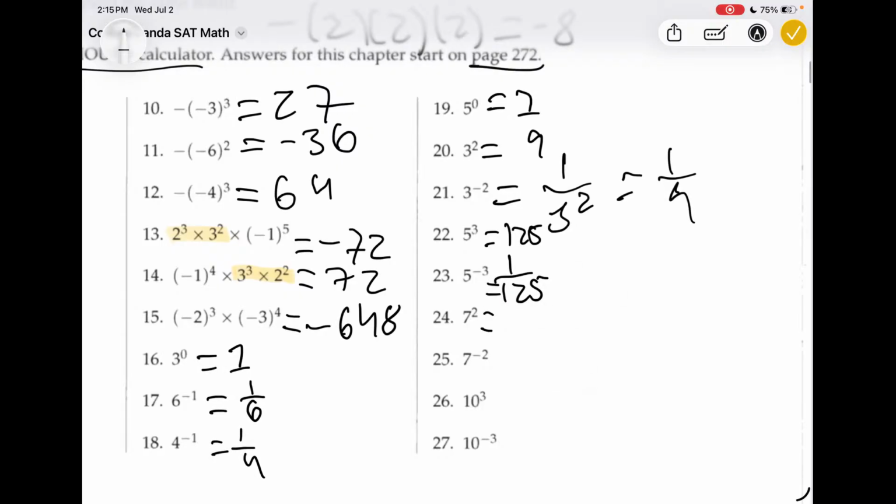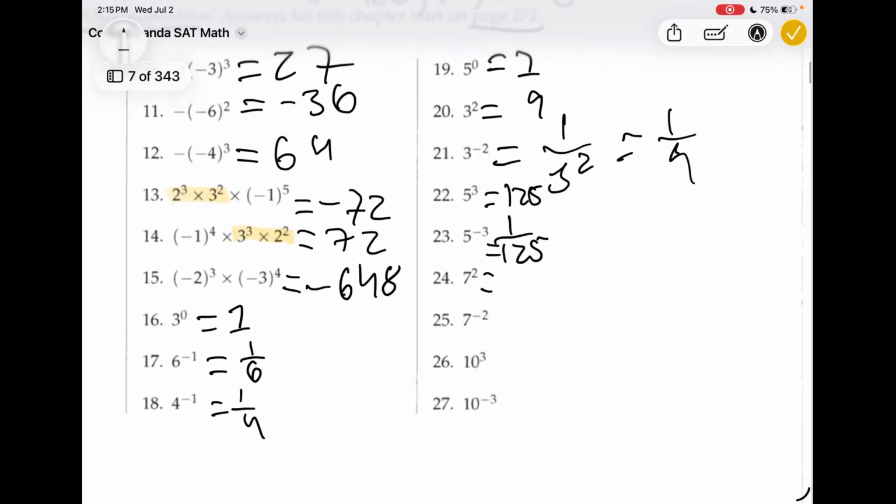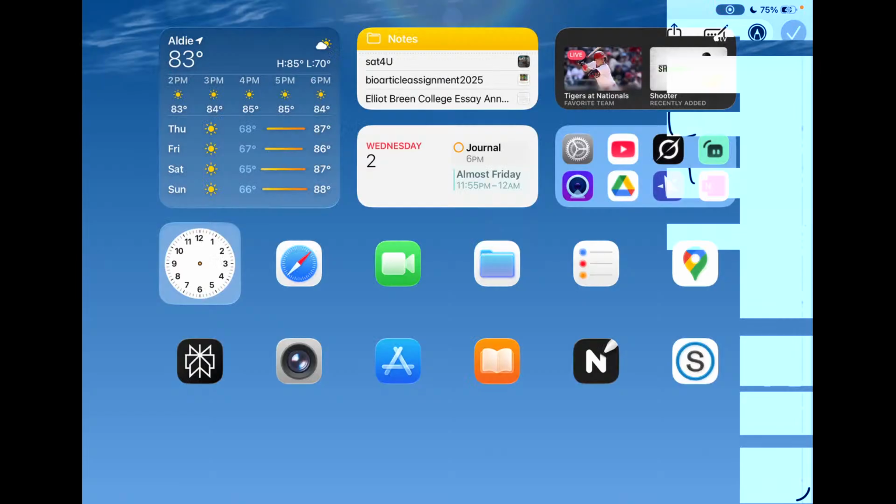And this would be 7 to the second power, positive, and this would be 1 over that. What is 7 times 7? It's like 49 or something.